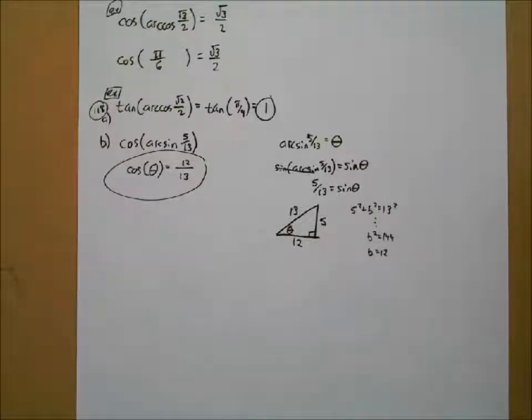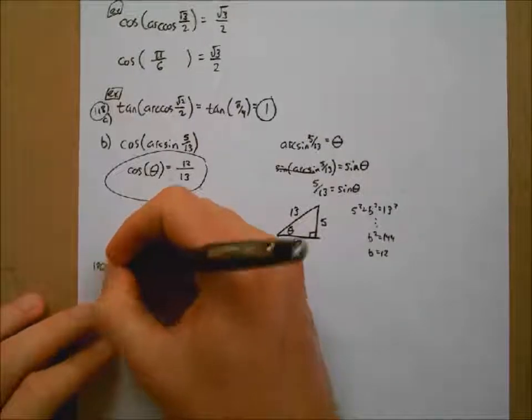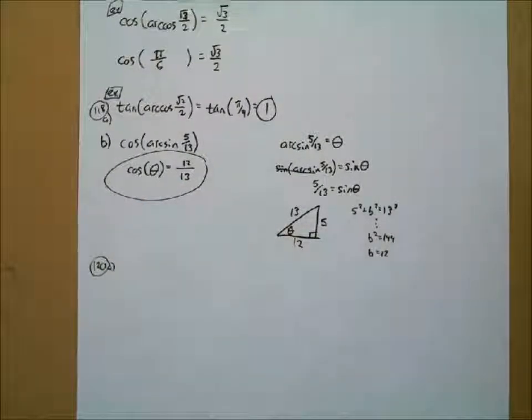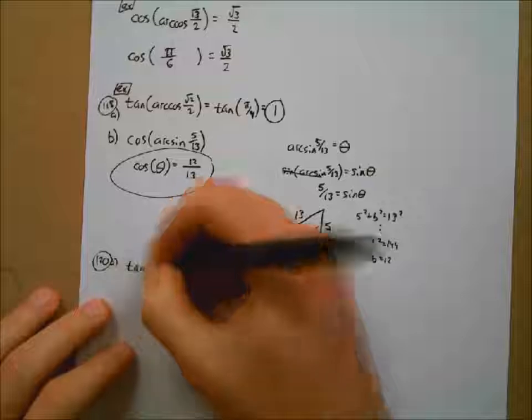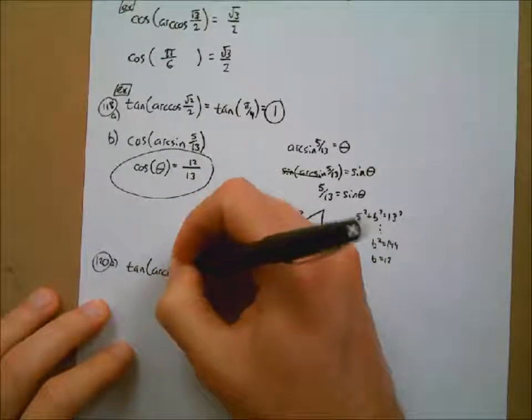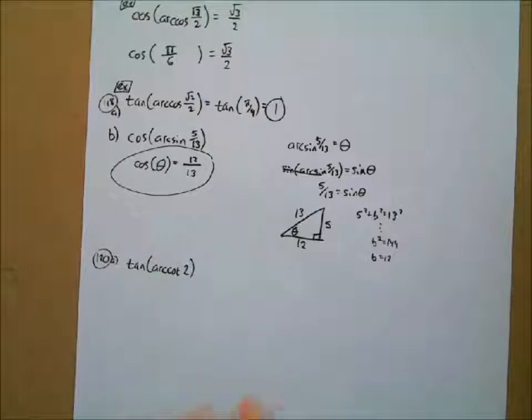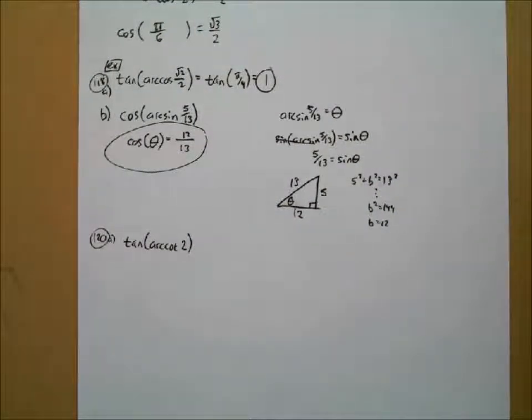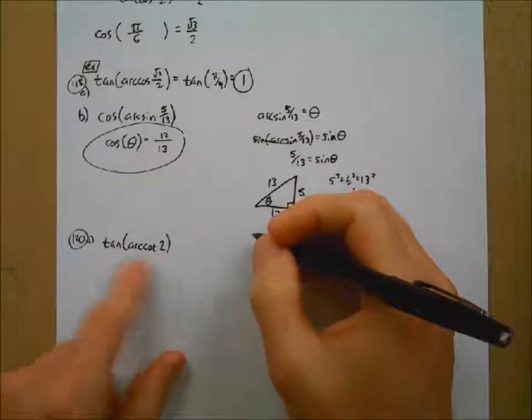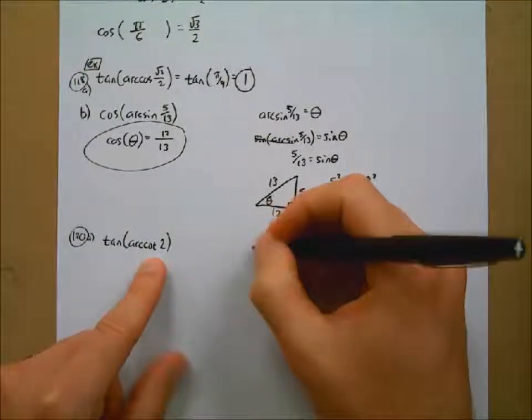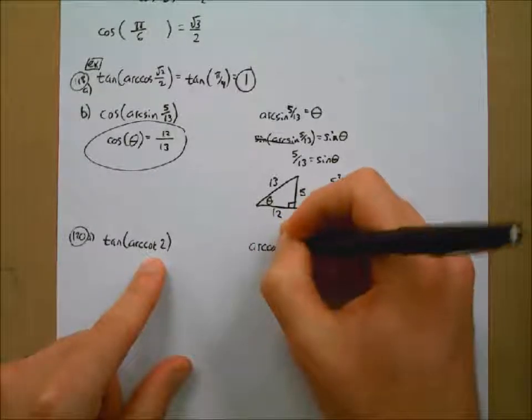Okay, so let's try another one. I'll do 120 letter A, which is tangent of the arc cotangent of 2. They're not quite exact inverses, since it's tangent and arc cotangent, but we can do a similar kind of thing. Arc cotangent of 2, we can say, is equal to some angle theta.